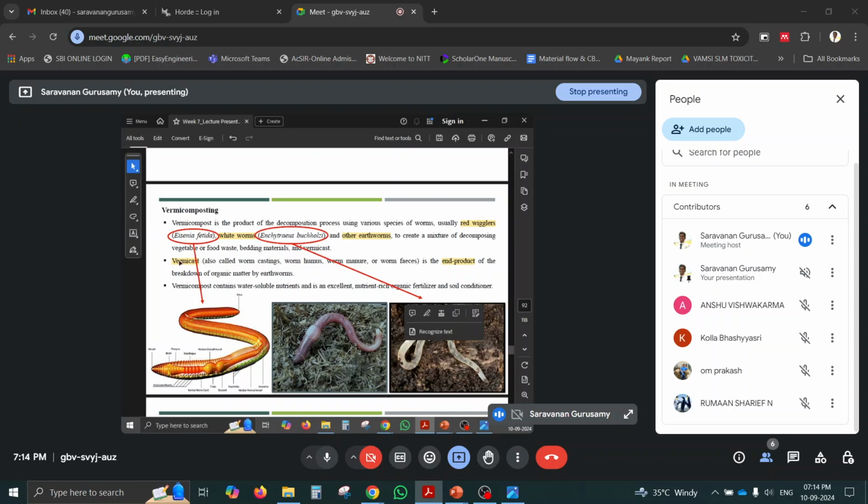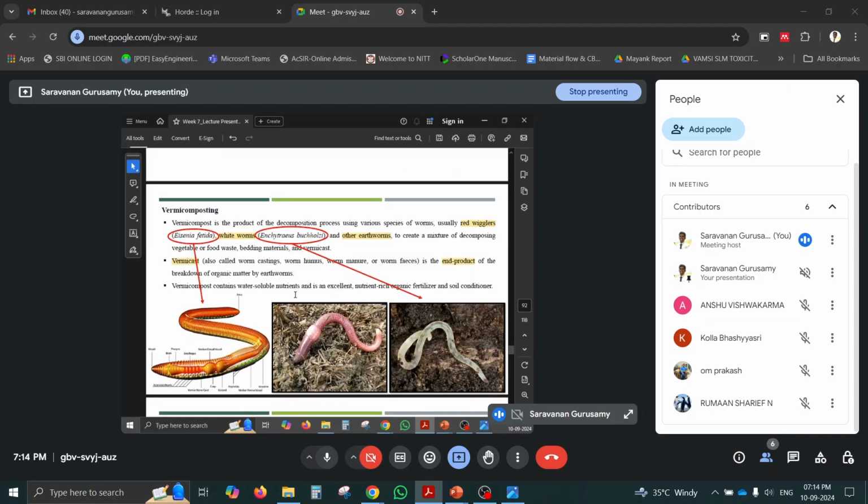What is vermicast? Vermicast is the worm casting or the worm humus. Humus is the final product. Worm manure, or the worm feces we can say. So this is the final end product, which is the breakdown of organic matter by the earthworms. So this is a good nutrient we can say. It's rich in organic fertilizer and we can use it as a soil conditioner.